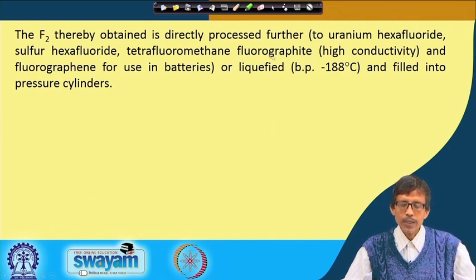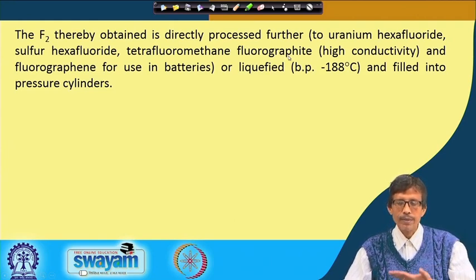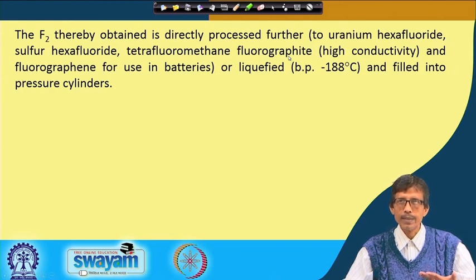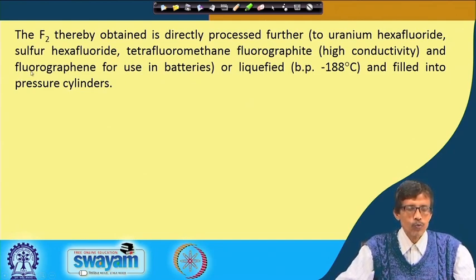So, this particular one, the carbon of that particular graphite. That means you have the corresponding graphite sheet, we know that the corresponding benzene rings are there, that means hydrogens are there. So, those hydrogens will be substituted by fluorine, giving you the fluorographite, which will have a high conductivity.